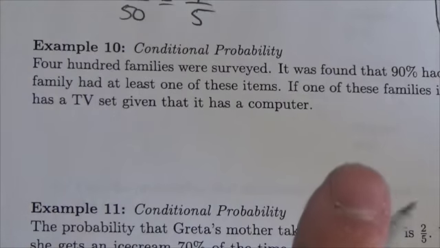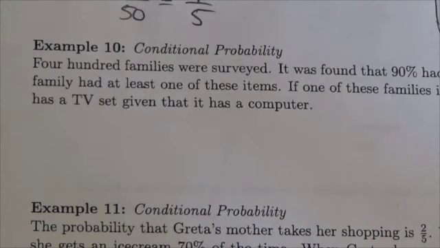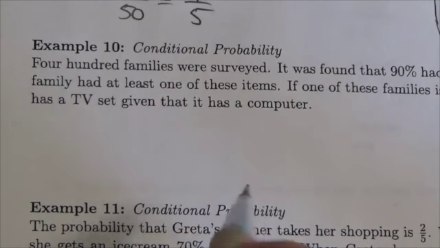Hi everybody, this is the IB Probability and Set Theory package. This is the Conditional Probability section, and we're looking at example 10.